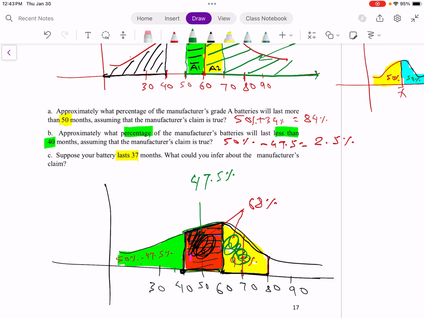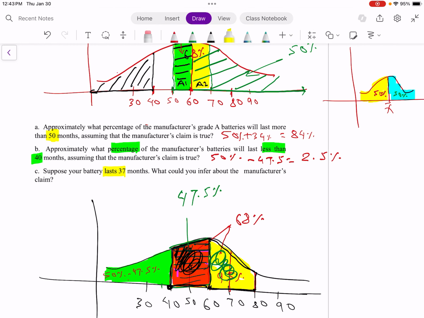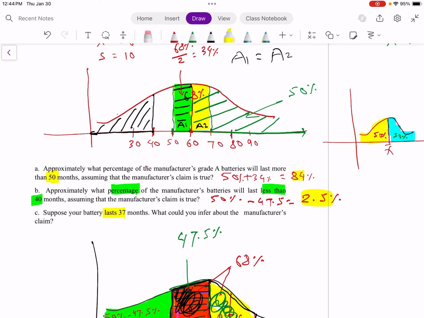So where does your battery belong? The battery that you got belongs to this percentage. It means the battery that you purchased is in the 2.5%. Since we know that 84%, or more than 97.5, or more than 96% of batteries have a life of more than 40 months.